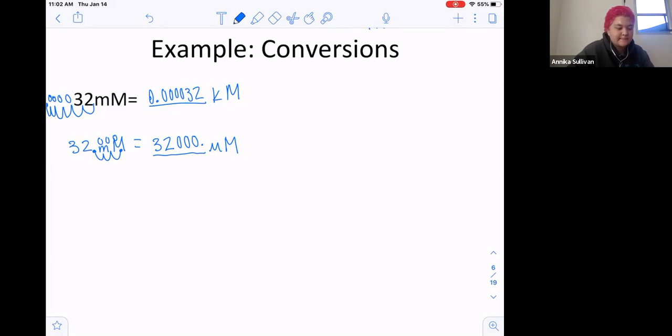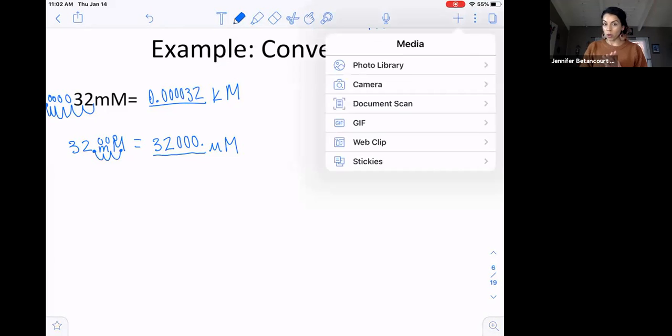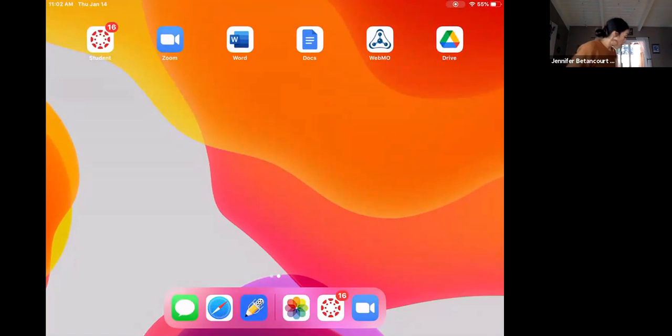Okay, so go ahead and stop sharing your screen. I'm going to go outside and scold my dog. But the next group that I'd like to share their calculation for the next problem is breakout room number 4.